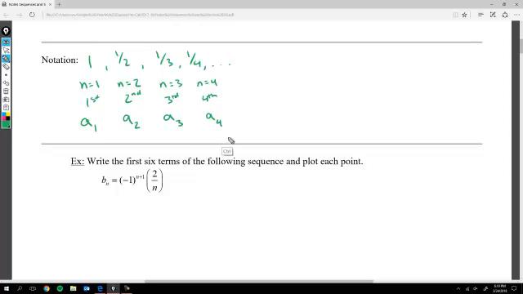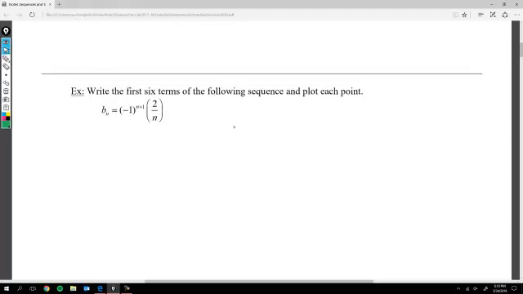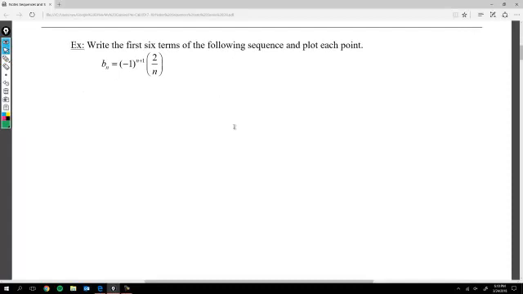Okay, so we're going to do the same thing, slightly different notation this time. I'm given what looks to be a slightly more complicated sequence, and I'm going to write the first 6 terms and then plot, just like we just did. So I want to find b sub 1. To find b sub 1, again, I'm just taking this number 1 and plugging it in for my variable. So I have negative 1 to the 1 plus 1 times 2 over 1.